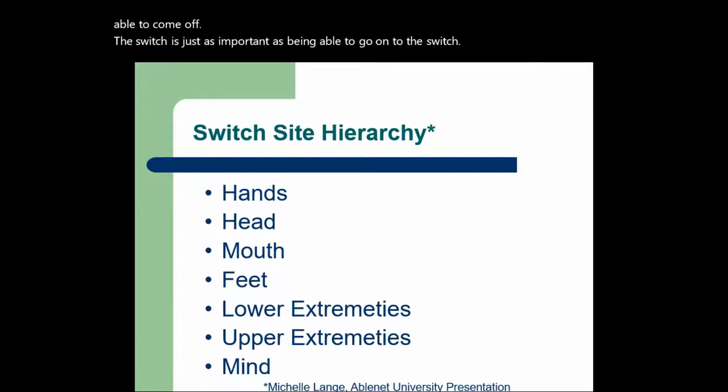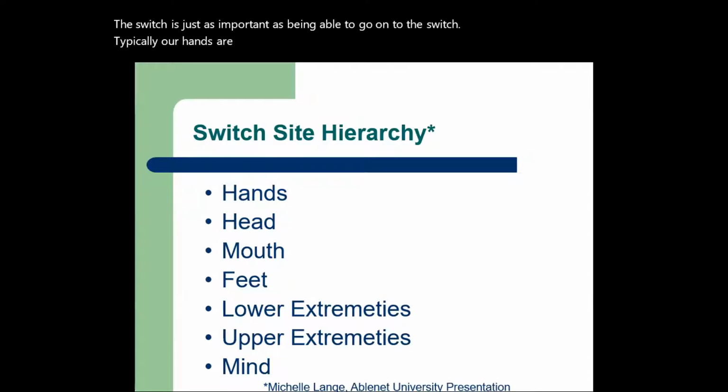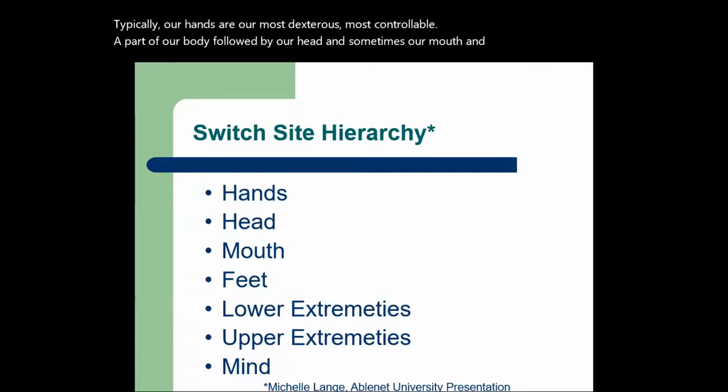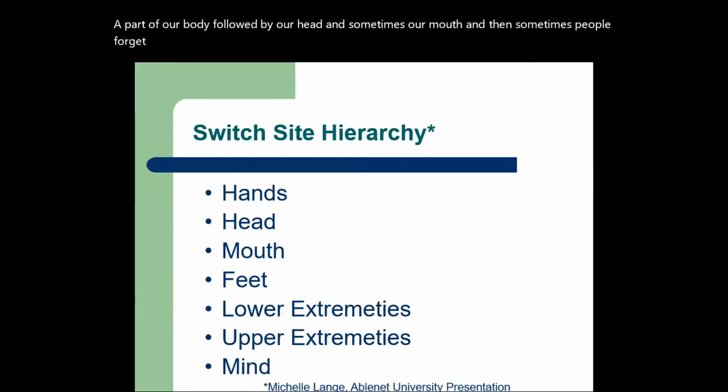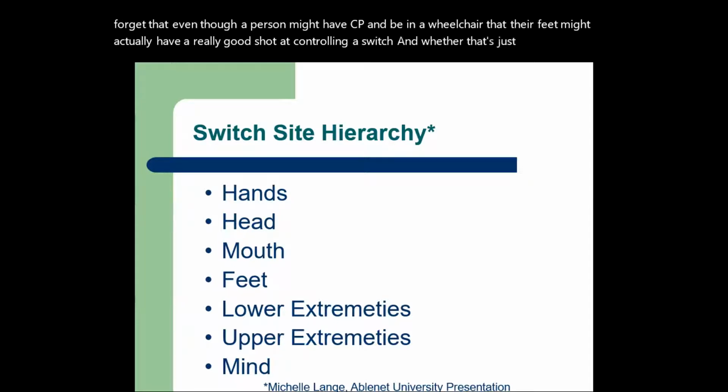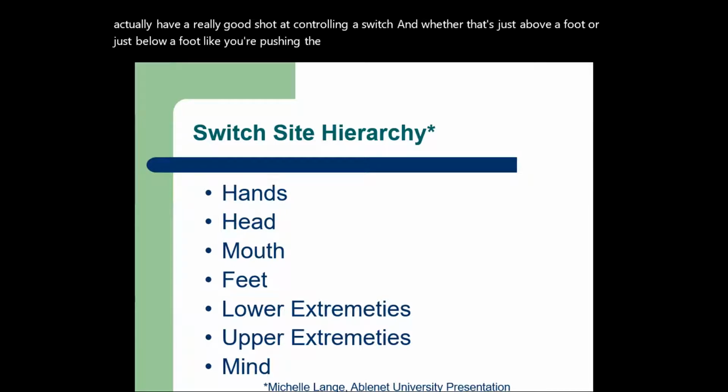Typically, our hands are our most dexterous, most controllable part of our body, followed by our head and sometimes our mouth. And then sometimes people forget that even though a person might have CP and be in a wheelchair, their feet might actually have a really good shot at controlling a switch. And whether that's just above a foot or just below a foot, like you're pushing the gas pedal, as compared to you're lifting and dorsiflexing the foot and just coming in contact with a switch.